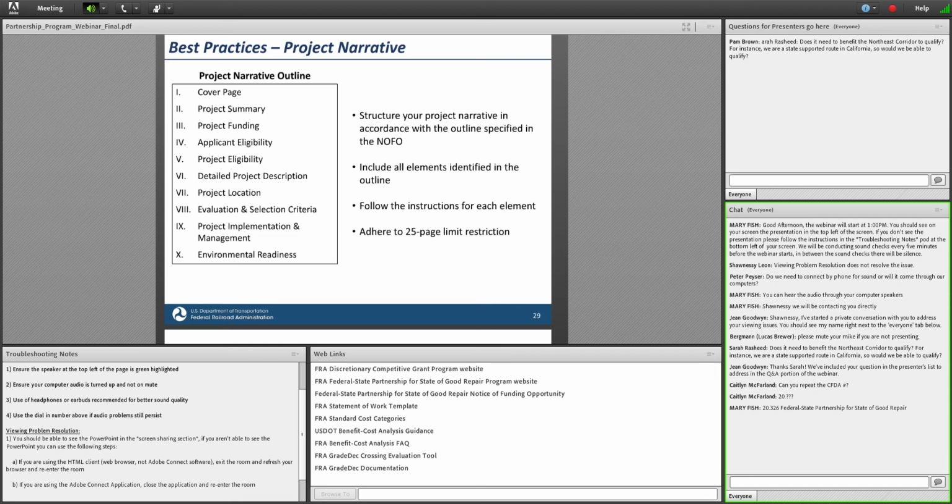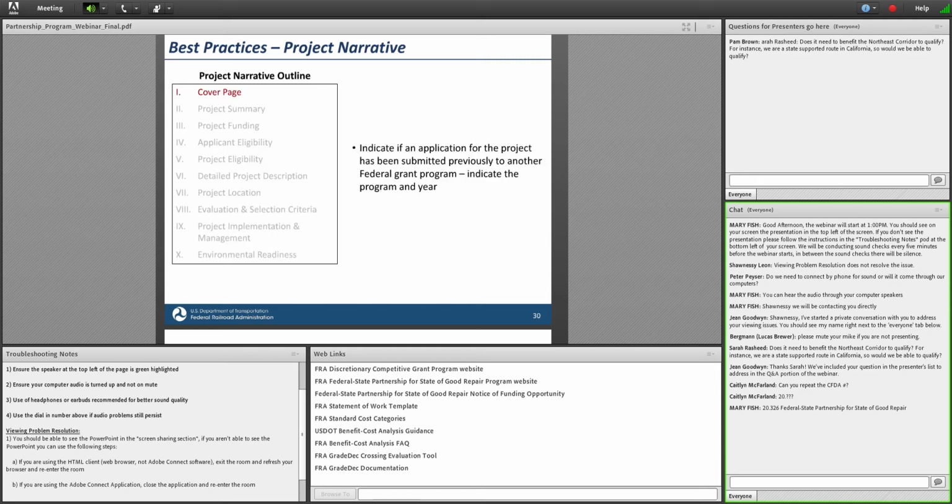So in the NOFO, for the project narrative, we provide an outline about how it should be structured. Half the battle in preparing a successful project narrative is adhering to this outline and just following the instructions provided for each element. We also ask that you adhere to the 25-page limitation restriction that we state in the NOFO.